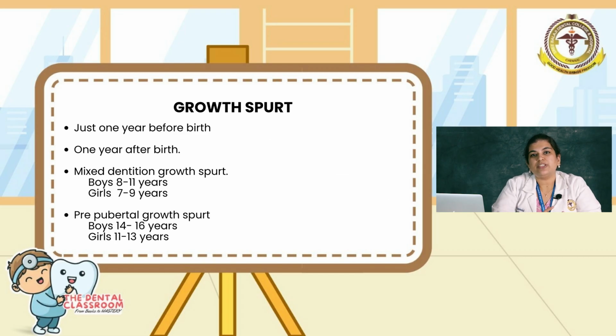So you have growth spurts just 1 year before birth, 1 year after birth. You have a mixed dentition growth spurt that corresponds to between the ages of 7 to 9 for girls and 8 to 11 for boys. And then you have the pubertal growth spurt, which is somewhere between 11 to 13 for girls and 14 to 17, or 14 to 16, for boys.